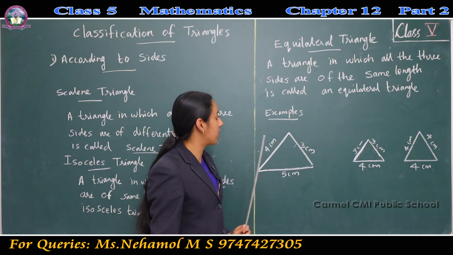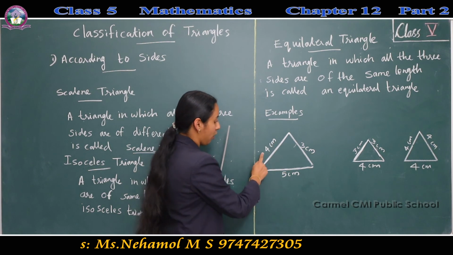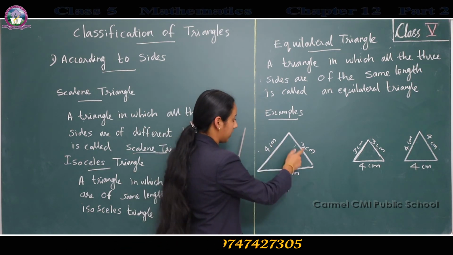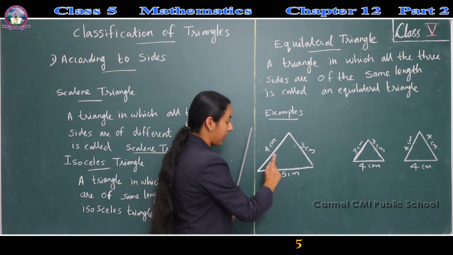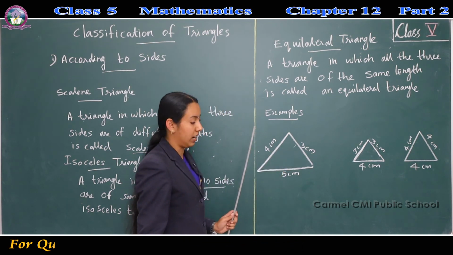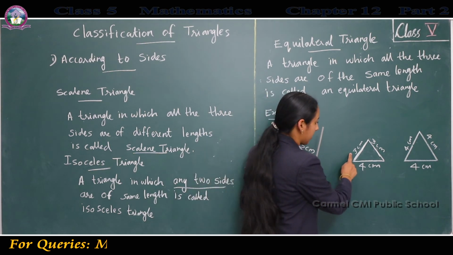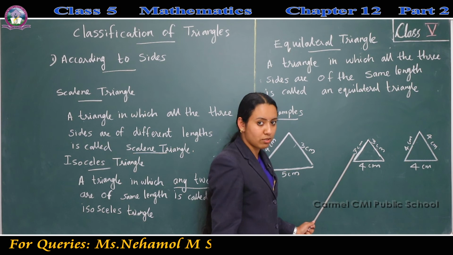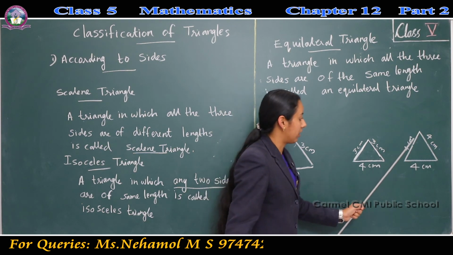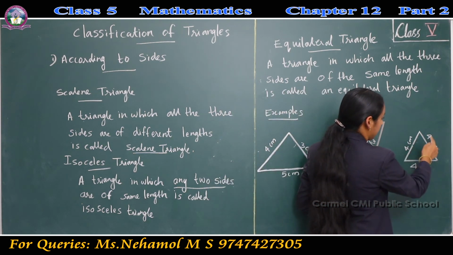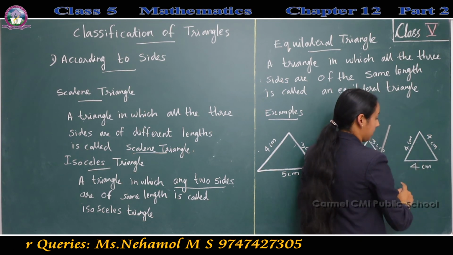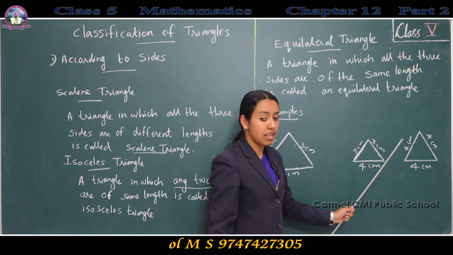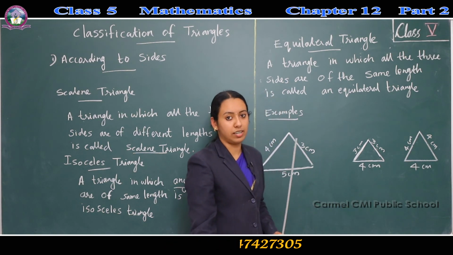Some examples are given here. First one, 4 centimeter, 3 centimeter, 5 centimeter. All the three sides are different. So, this is a scalene triangle. Then next one, 3 centimeter, 3 centimeter, 4 centimeter. This is an isosceles triangle. Then third one, 4 centimeter, 4 centimeter, 4 centimeter. All the three sides are equal. So, it is an equilateral triangle.